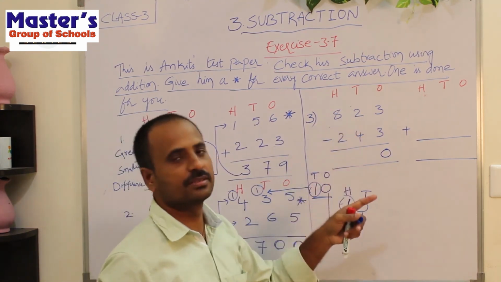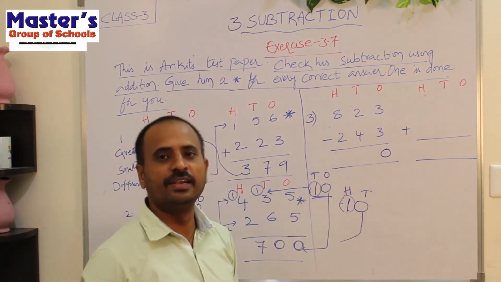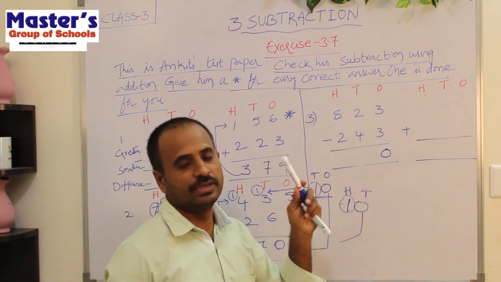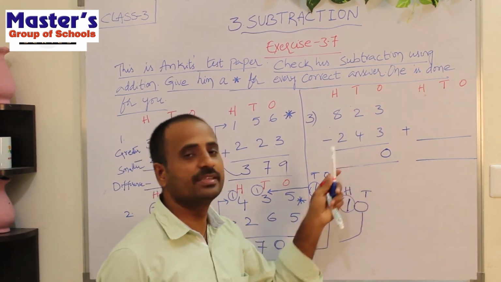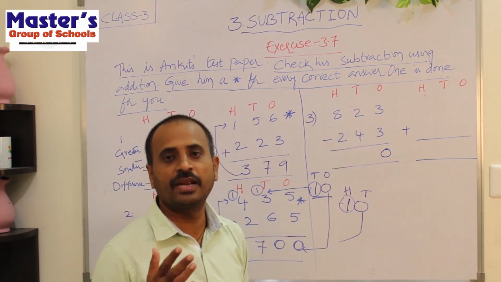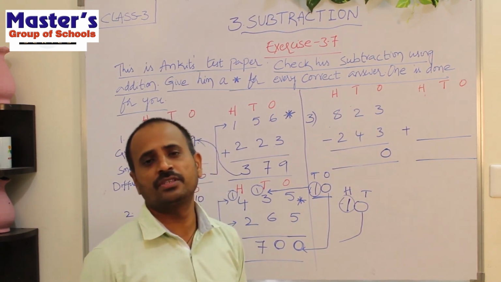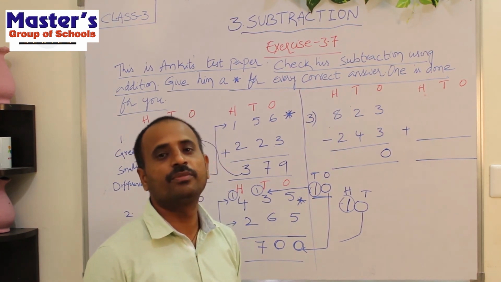Now go to tens place. What are the digits present in tens place? 2 and 4 are present in tens place. So subtract 4 from 2. So is it possible? No, because 2 is the smaller number, 4 is the greater number. We cannot subtract 4 from 2. So that's why, if the subtraction is not possible, then borrow from the next place.